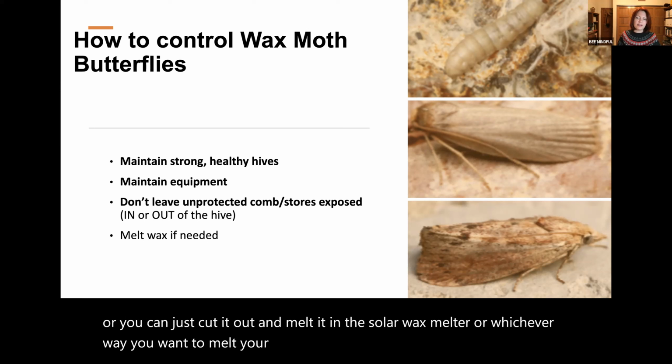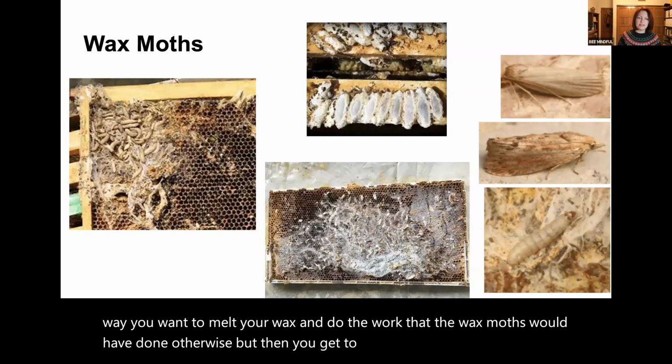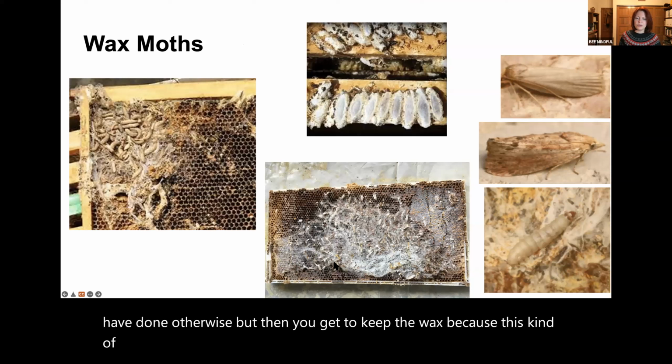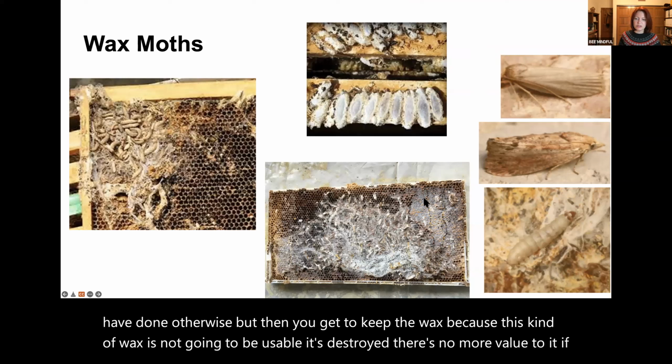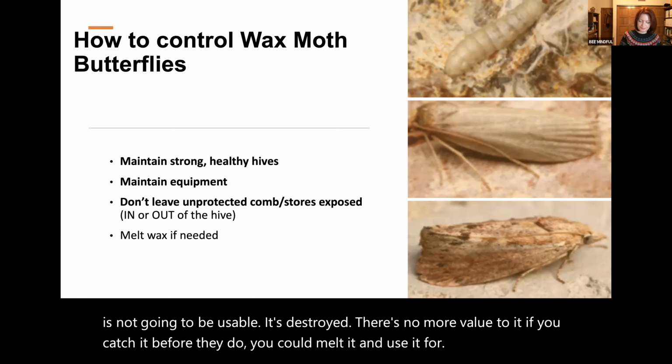and do the work that the wax moths would have done otherwise, but then you get to keep the wax, because this kind of wax is not going to be usable. It's destroyed. There's no more value to it. If you catch it before they do this, you could melt it and use it for all kinds of things.